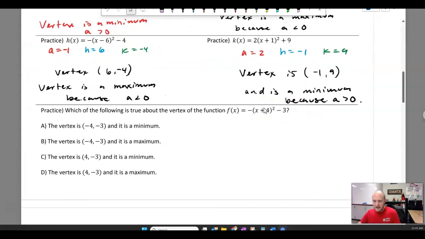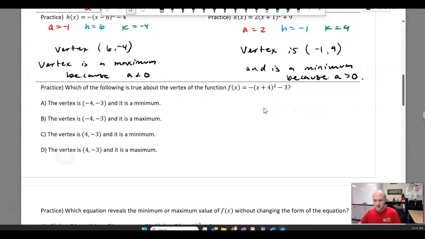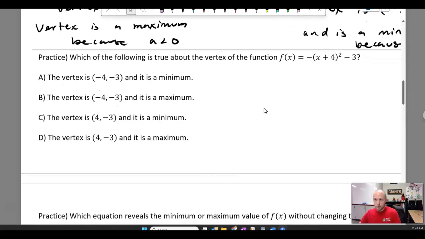All right, hopefully you got those right. Let's look at a couple practice questions here, in multiple choice form. Which of the following is true about the vertex of the function f of x equals negative (x plus 4) to the power 2 minus 3? What is the vertex, and is it a minimum or a maximum? Pause me. I'll reveal the answer here in a second.